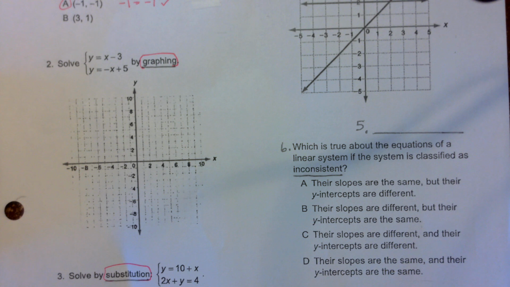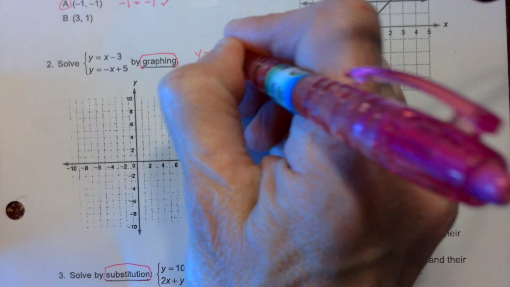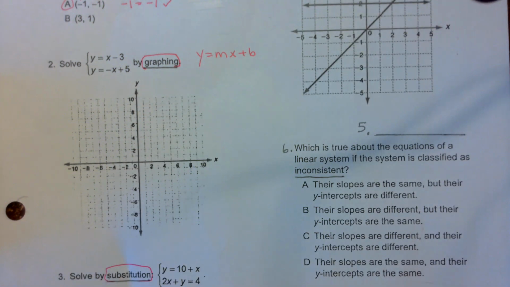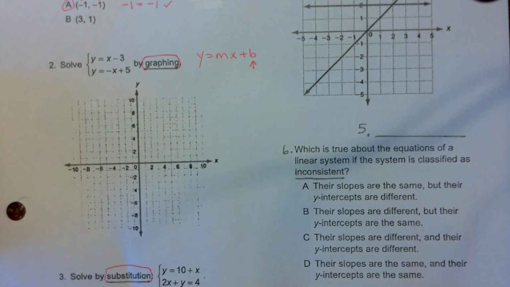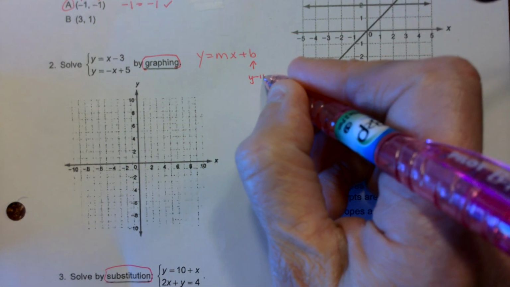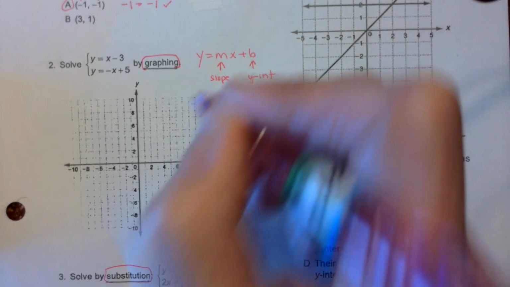Graphing, we just have to plot those. The first step in any graphing problem is to make sure they're written in the proper form, which is y equals mx plus b. The reason we want the y alone is because then you can pull out the y-intercept, and you can pull out the slope.